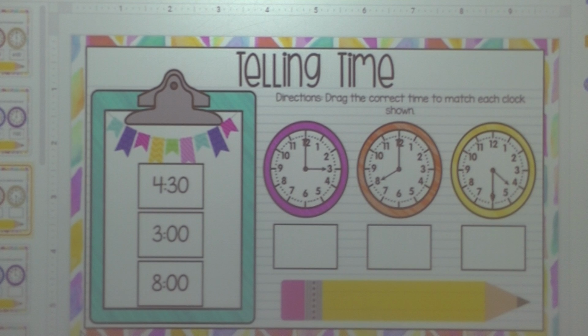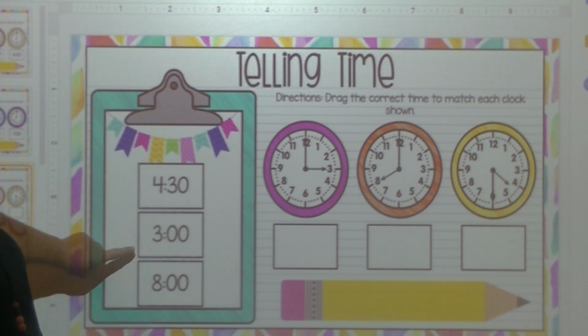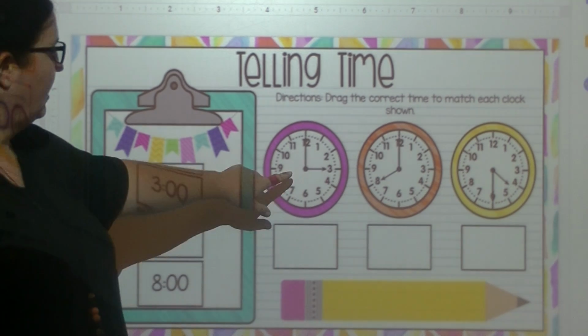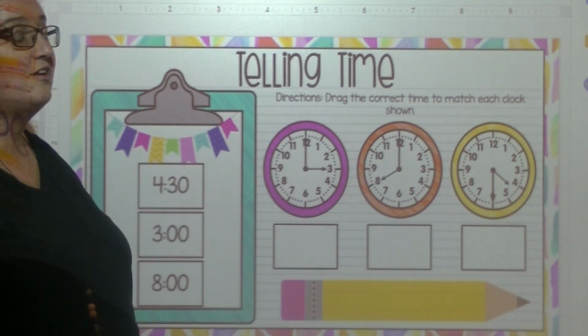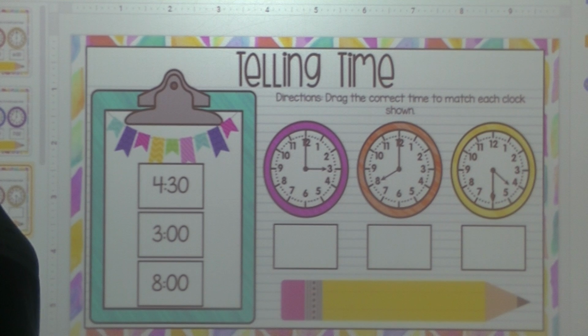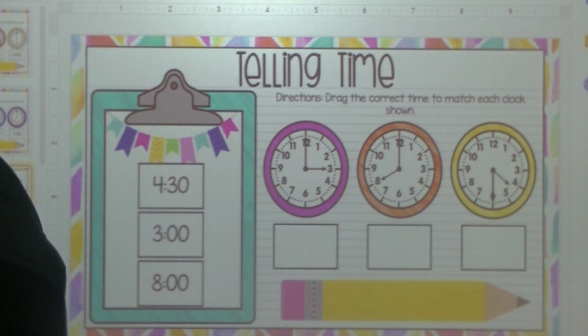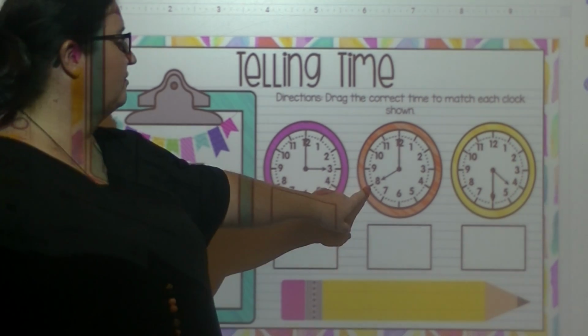All right, here's the next one. Our choices are 4:30, 3 o'clock, and 8 o'clock. Now let's look at our first clock. Our hour hand is on the 3, and our minute hand is on the 12. What time is it, boys and girls? It is 3 o'clock. Look at your next clock.